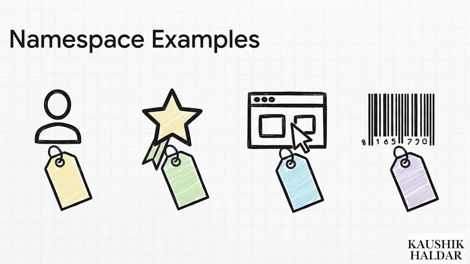And here are some perfect examples. A namespace could be for a customer account, see the little person icon, or for a loyalty program, like the star. Another could be just for that anonymous website visitor ID. This simple labeling system is really the secret sauce that lets the platform confidently connect all these different data points.